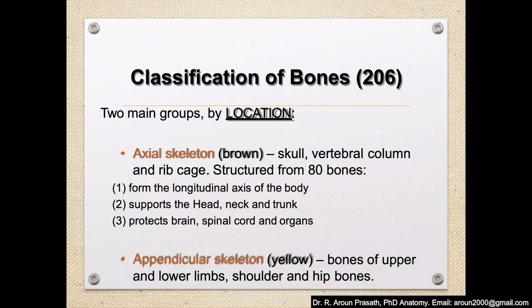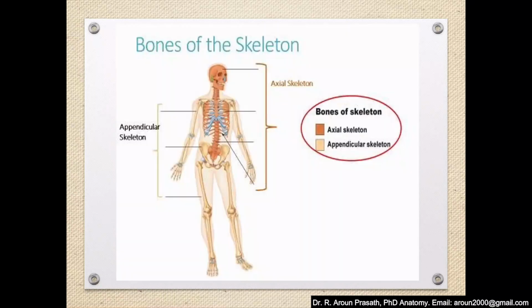Okay, then let's go to the classification of bones. We classify the bones according to location: the axial region as well as the appendicular region. Axial means the cranium, the vertebral column, and also the ribs. Appendicular means the limb bones, upper limb bones and lower limb bones.